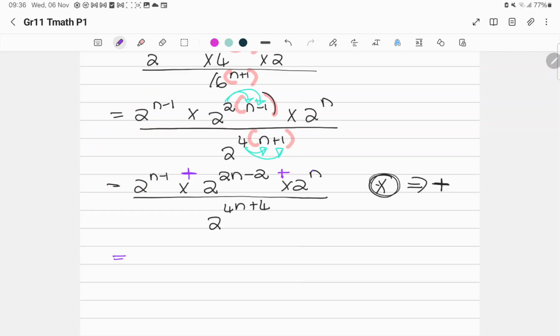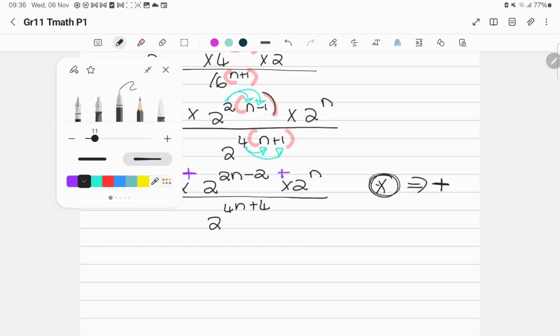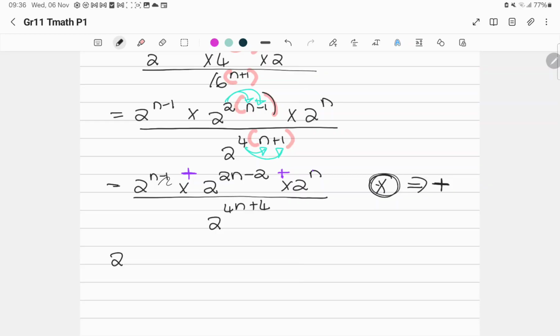Okay. And then I can ask myself, alright, what does this give me? Well, n plus 2n is 3n, plus n gives me 4n. Then minus 1 plus minus 2 gives me minus 3. Over, there's nothing at the bottom multiplying, so I'm done with that.